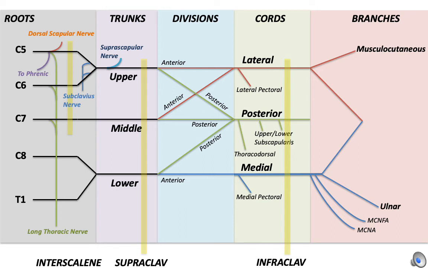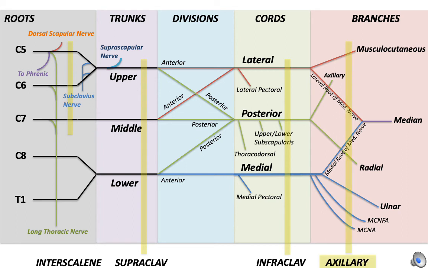After giving off these branches, the medial cord continues on as the ulnar nerve. The posterior cord divides into two terminal branches: the axillary nerve, which supplies the lateral shoulder, and the radial nerve. And finally, the median nerve is formed by two branches coming from the lateral and medial cords. These branches are known as the medial root of the median nerve and the lateral root of the median nerve.